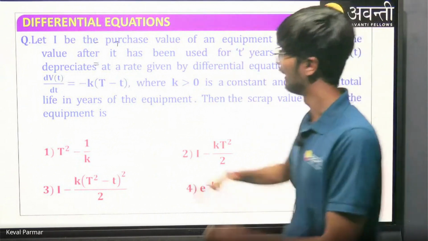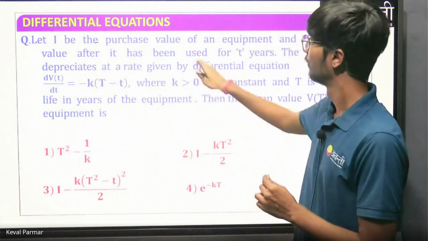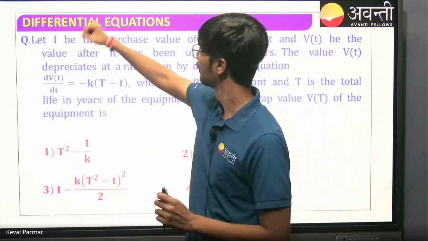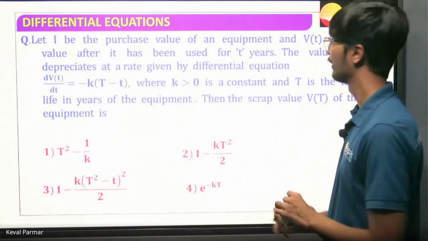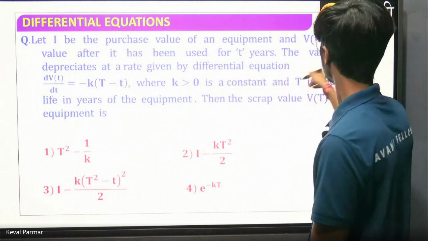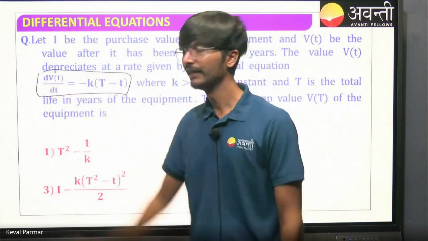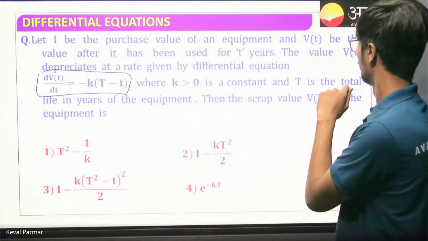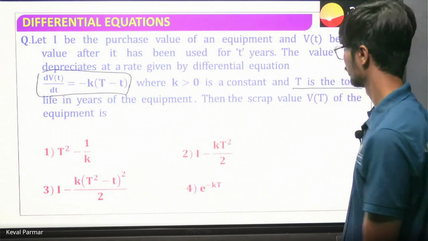So, please read the question. It says, let I be the purchase price of an equipment and VT be the value after it has been used for T years. A differential equation is already given; we just need to integrate. And capital T is the total life in years.